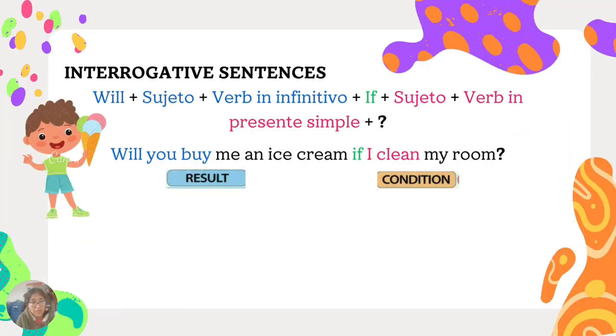For interrogative sentences, what you should do is reverse the order of the clauses. That is, the first will be the future clause and the second will be the condition. This is the structure: will plus subject plus verb in infinitive plus if plus subject plus verb in present simple. An example: will you buy me an ice cream if I clean my room?